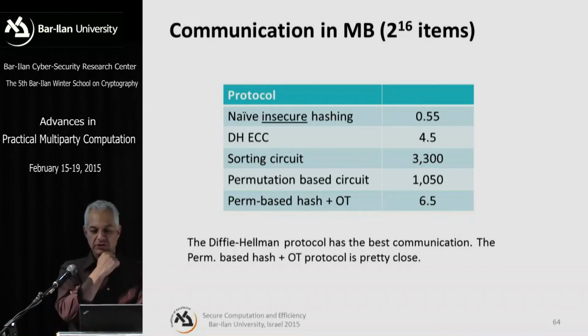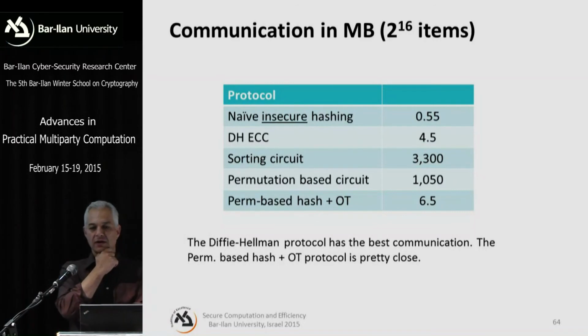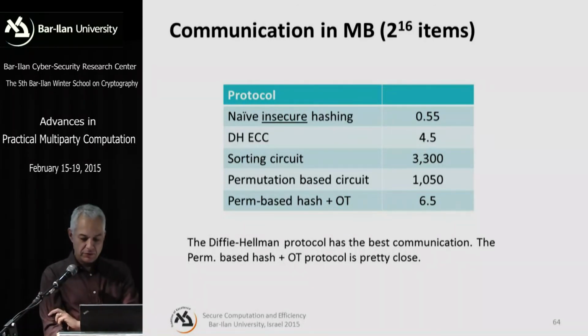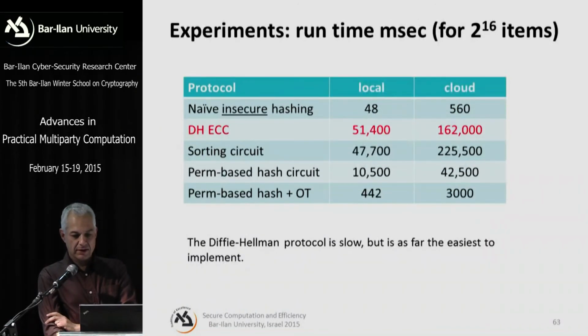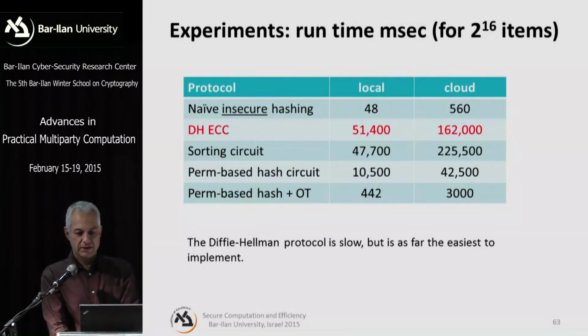But our permutation-based hash and OT protocol is not much worse than the Diffie-Hellman protocol. It's only about 50% more communication. And if you go back, in terms of runtime, it's like 100 times better. So that's nice.